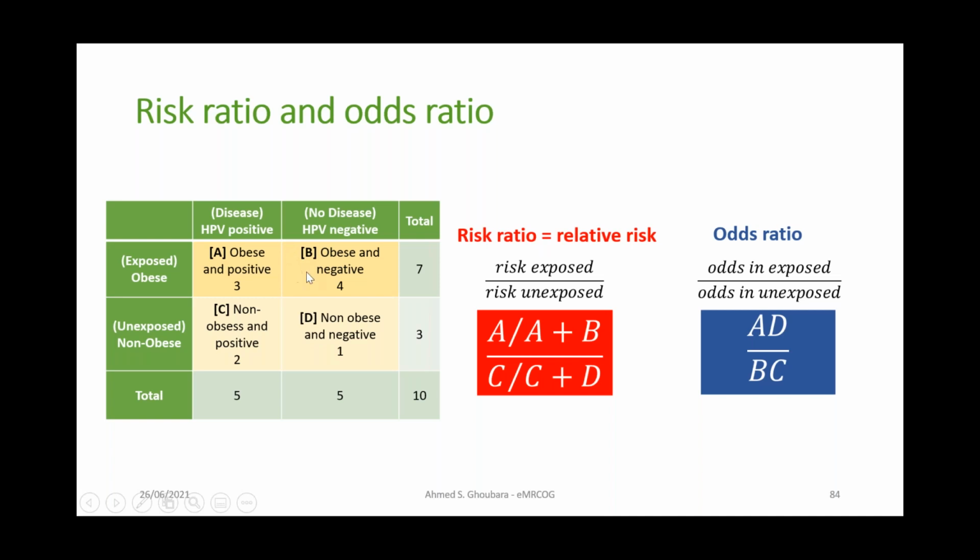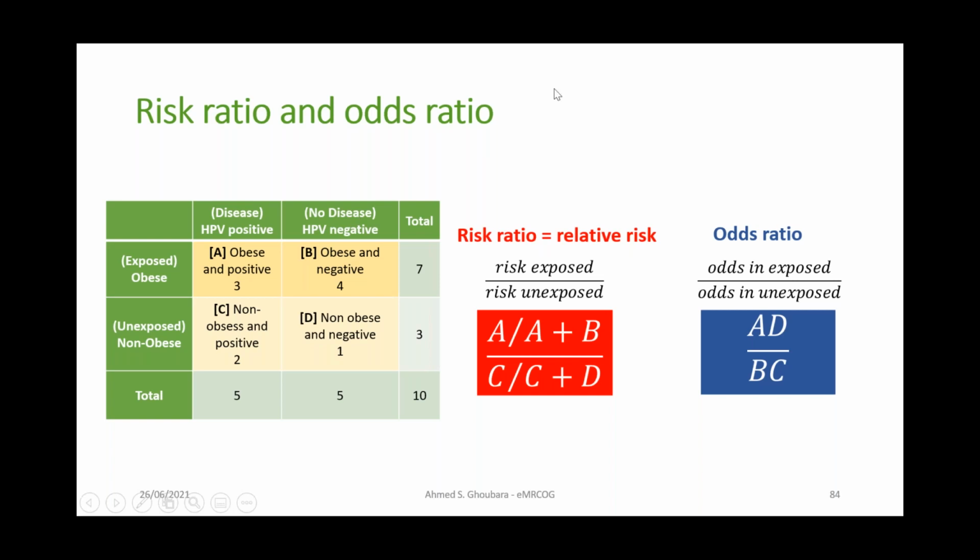And you carry on like this. B is exposed and no disease. So this is cell number B. Obese, so they're exposed, but they're negative, no HPV infection. We have 4 cases like that. Total exposed are 7. And unexposed and infected 2, unexposed and not infected 1 woman, total 3.